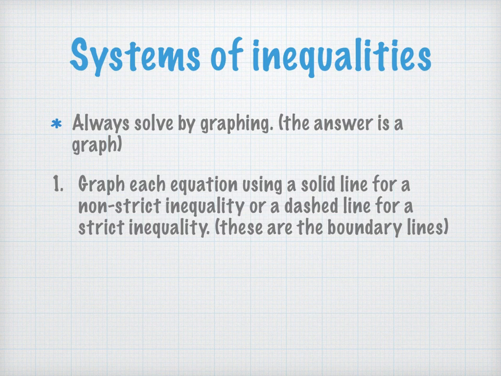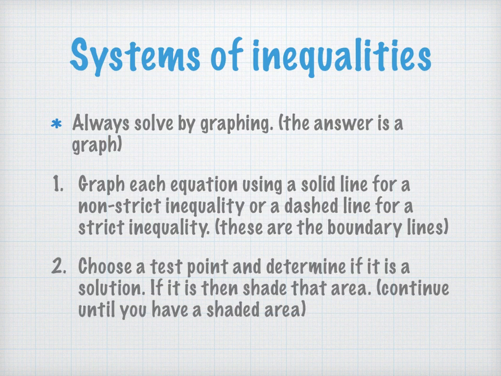So the first thing that we want to do is graph each equation using a solid line for a non-strict inequality or a dashed line for a strict inequality. These are what we're going to call our boundary lines. We will then choose a test point and determine if it is a solution. If it is, then we'll shade that area, and we continue until we have just one shaded area.